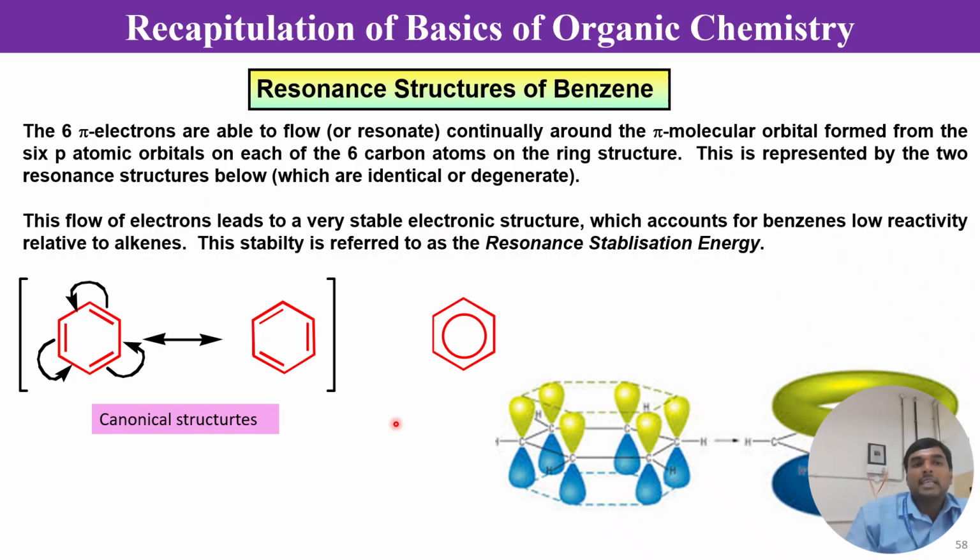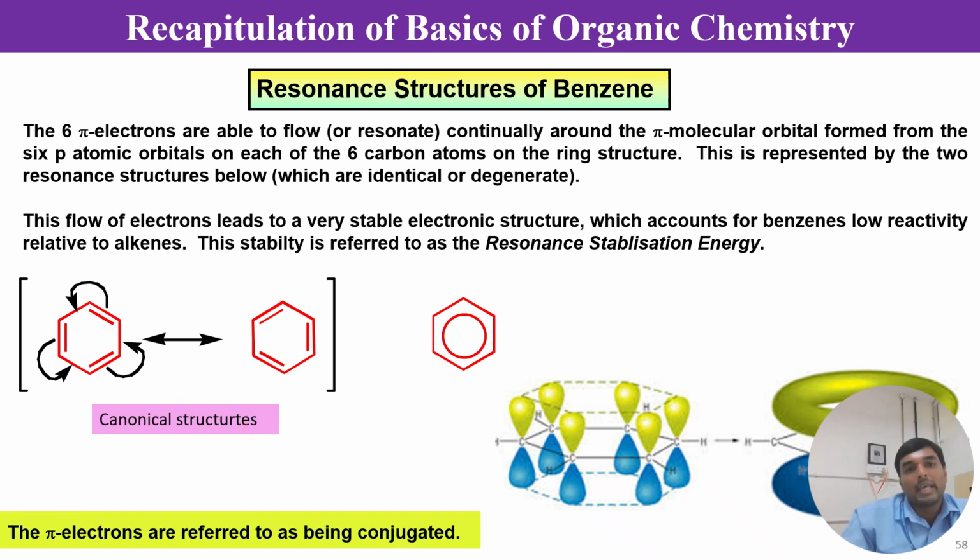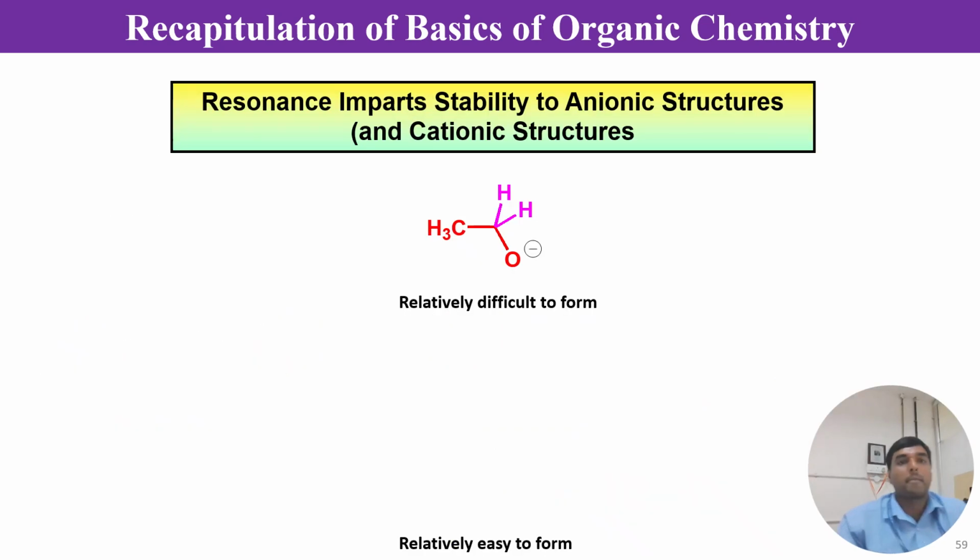So 6 pi electrons are able to flow continuously around the pi molecular orbital formed from the 6 p atomic orbitals on each of the 6 carbon atoms. So this is actually two resonance hybrid structures, or it's called canonical structures. And pi electrons are referred to as being conjugated.